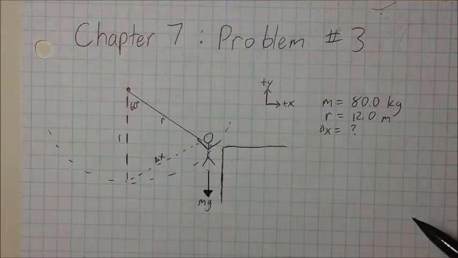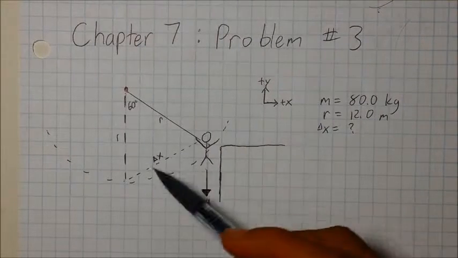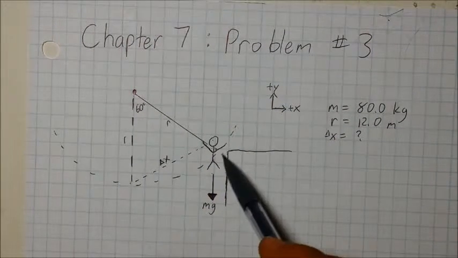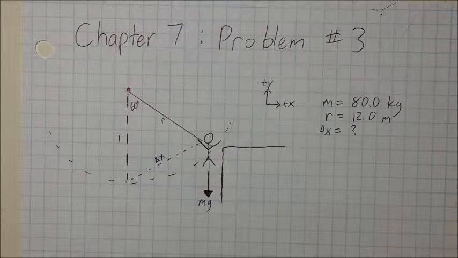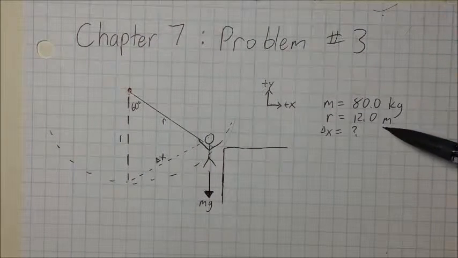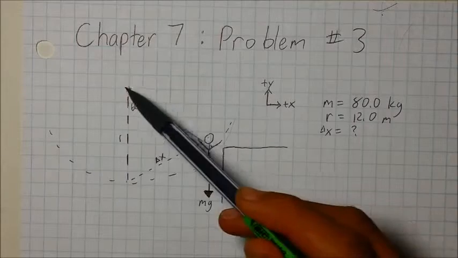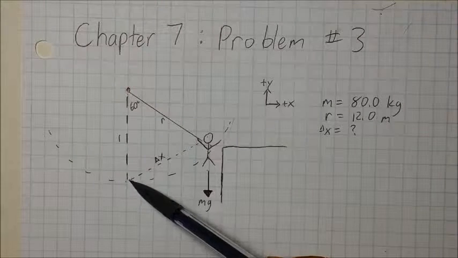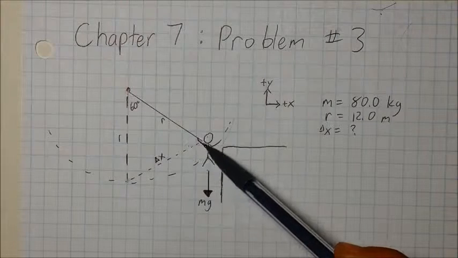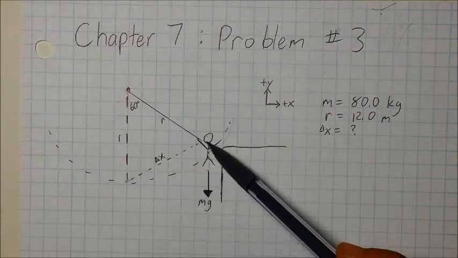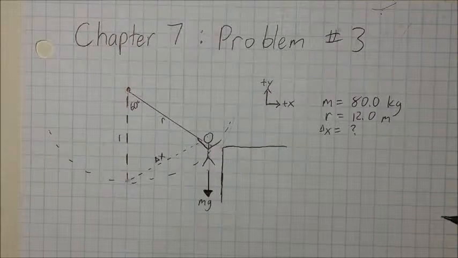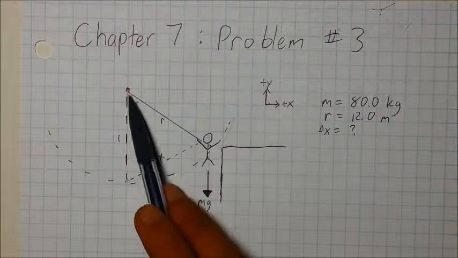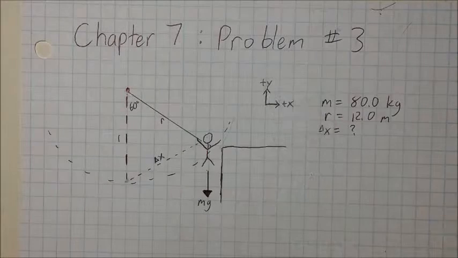Here I have drawn my diagram. Batman is swinging on this rope. Here's the center of the circle. He's going in a circular motion. We are given that his mass is 80 kilograms. The length of the rope, which I called R because it's the radius of the circle, is 12 meters. I'm saying his displacement from here to the ledge is delta x. And we know that to go from here to the ledge, he has to travel 60 degrees.